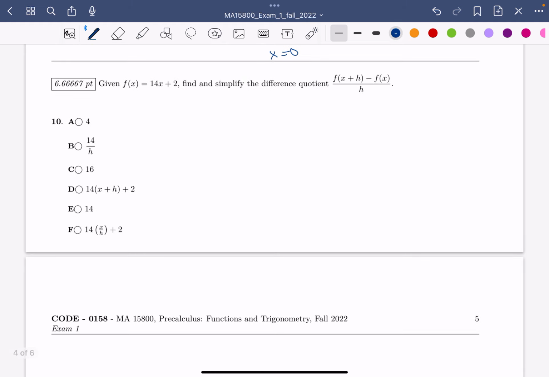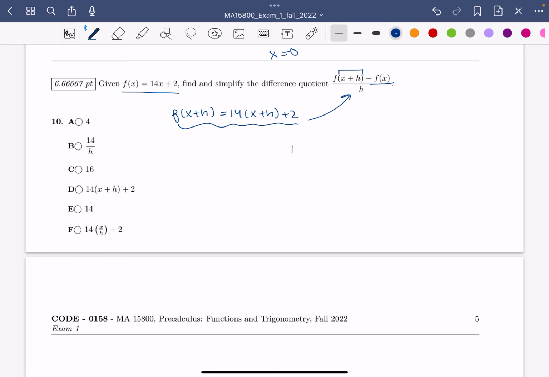Given f of x equals 14x plus 2, find and simplify the difference quotient of f of x plus h minus f of x over h. So with this, we just need to plug x plus h into f of x. So that gives us f of x plus h equal to 14 times x plus h plus 2. And then f of x is the same as it is, so we just need to plug this here back into this.